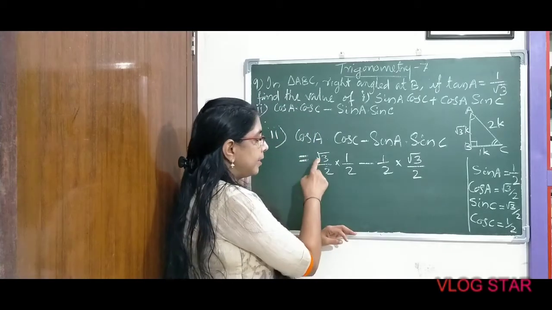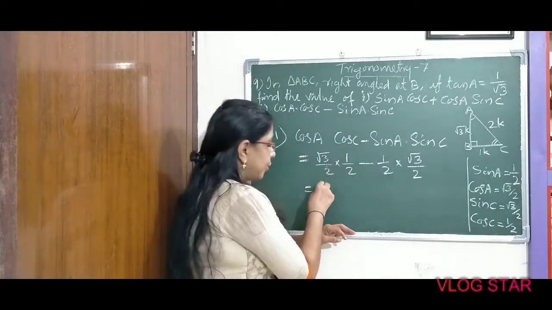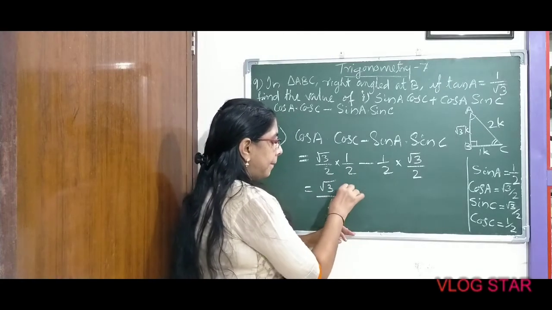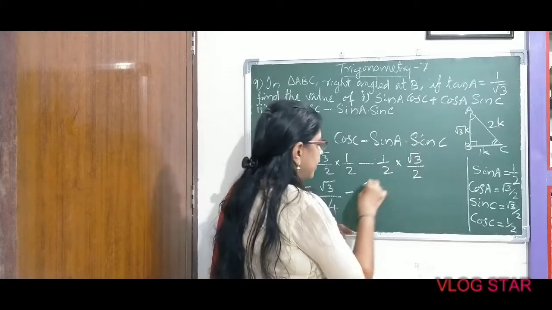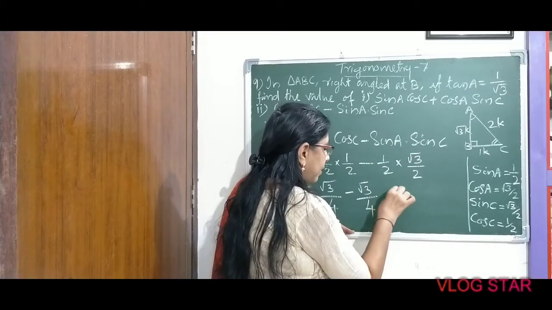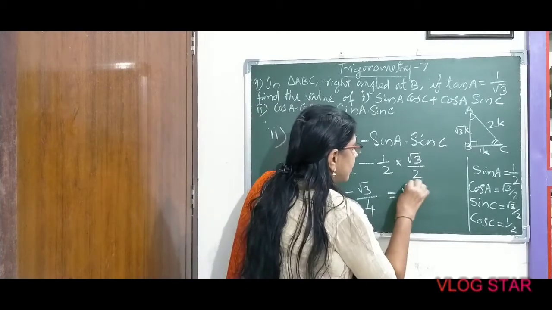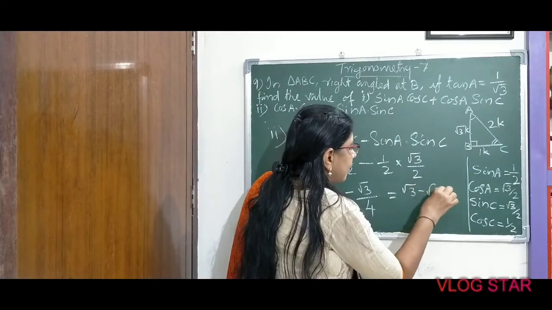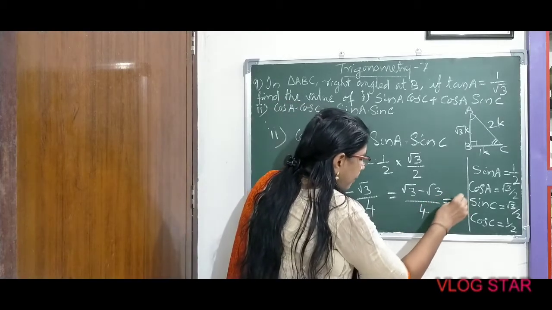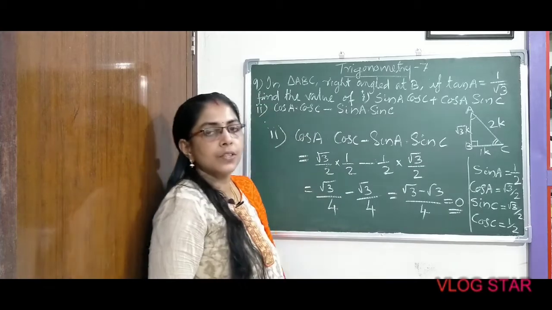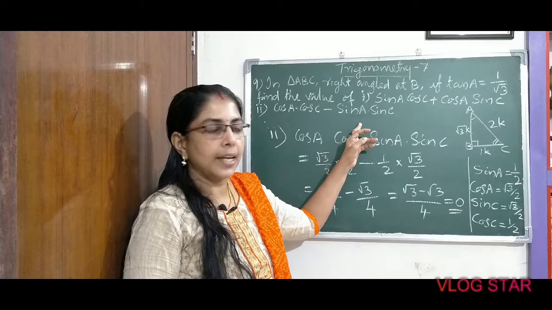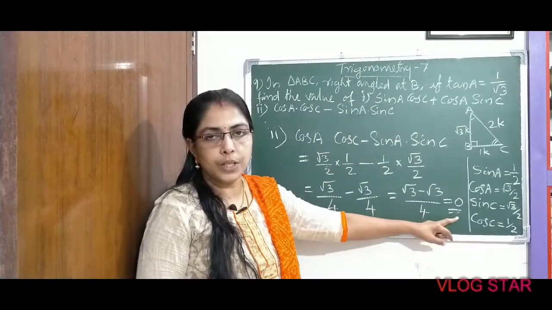Now multiply root 3 into 1, that is root 3, upon 2 into 2, that is 4, minus, here also 1 into root 3, that is root 3, 2 into 2, it's 4. This is equal to root 3 minus root 3 all divided by 4. It's equal to 0. Therefore, we get the value of the second part also, that is cos A into cos C minus sin A into sin C is equal to 0.